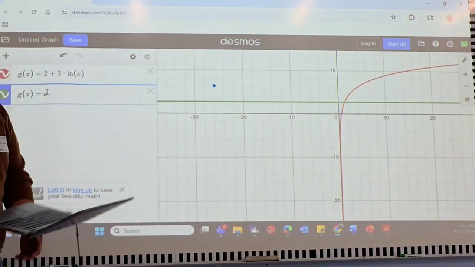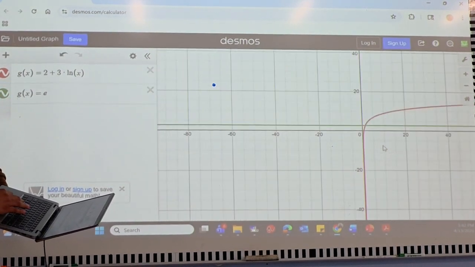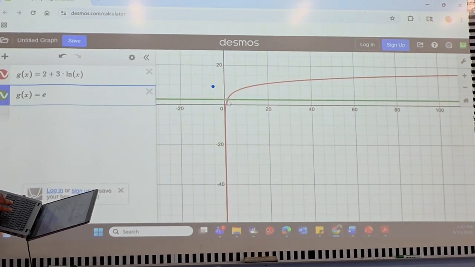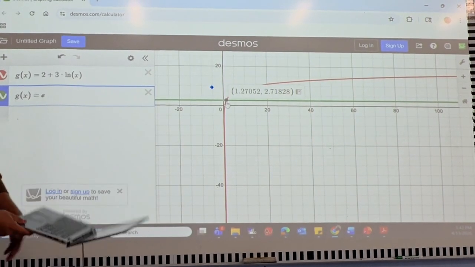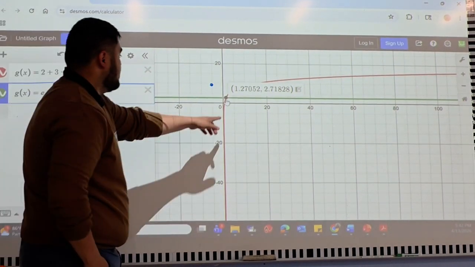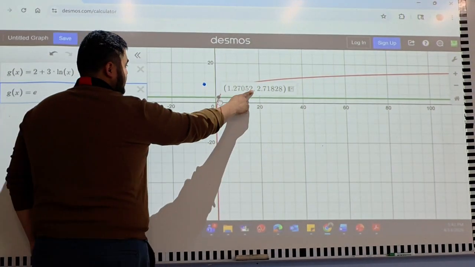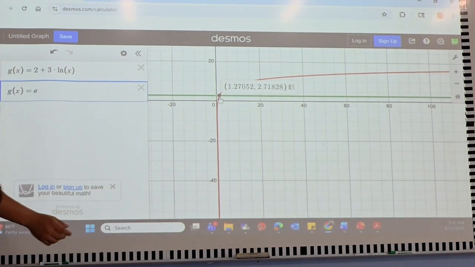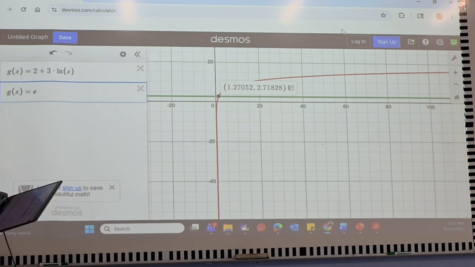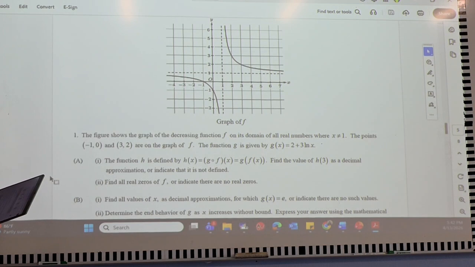So where do these two graphs meet? So these two graphs meet, let me zoom out just to double check. Alright, yeah, these two graphs meet right here. So that would be your answer. Your answer would be 1.270, right? And if you want to keep on putting the numbers after decimal, go ahead and do so. Alright, but we only need 3. So that's your answer for B1.